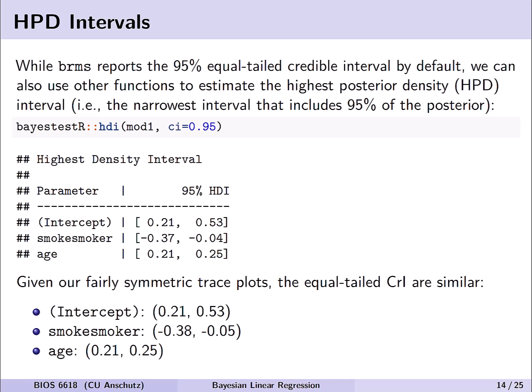In this case, we can use a different package, the bayestestR package, using their HDI or highest density interval function. All we have to do is provide it with our model and the desired interval, here 95%, and we see that it gives us the following output. Because everything looked fairly symmetric in our trace plots, the equal-tailed credible intervals are quite similar here, and the only difference, I would argue, is for smoking status out to these 2 decimal points, where it's not that different, just 0.01. But this shows an example of how we can get these interval estimates if we desire something different from the default of brms.